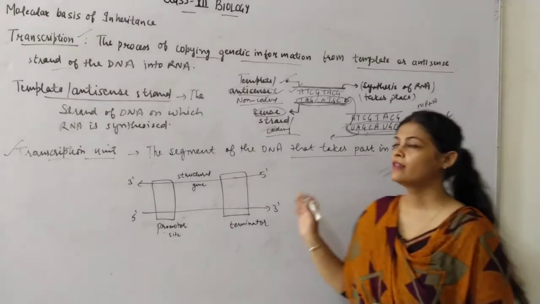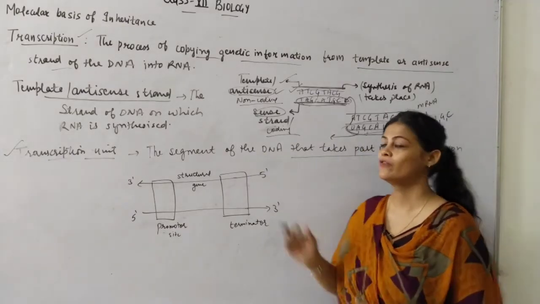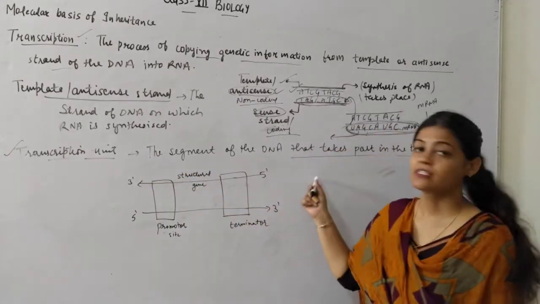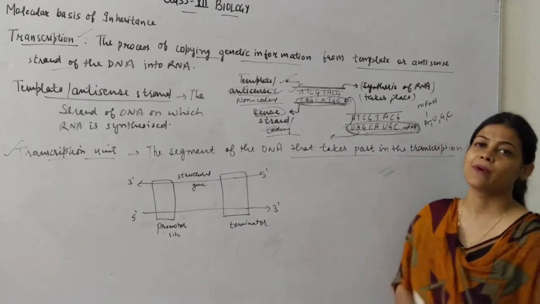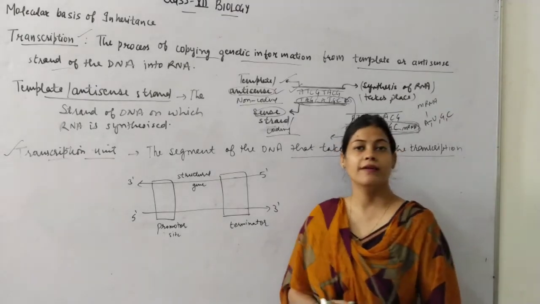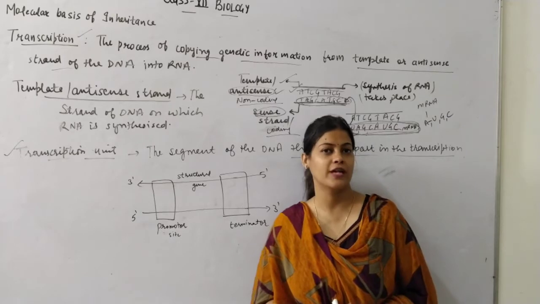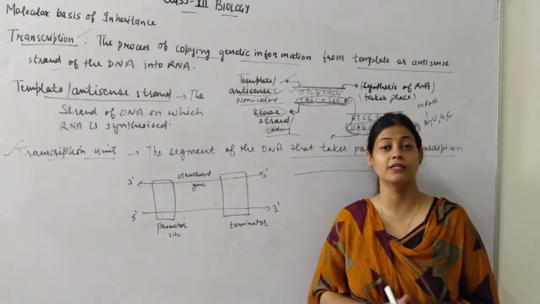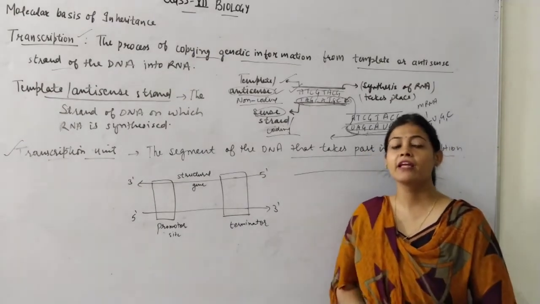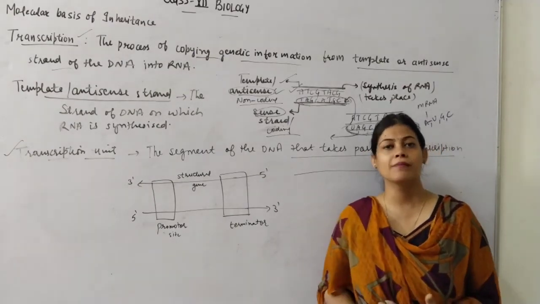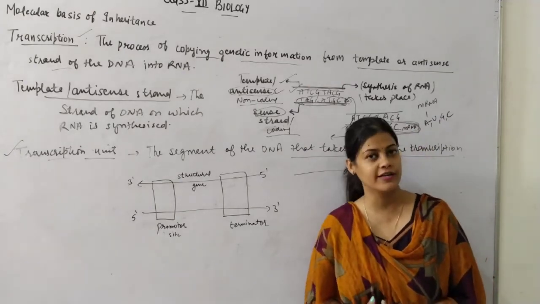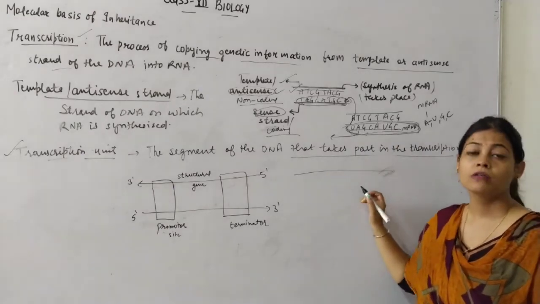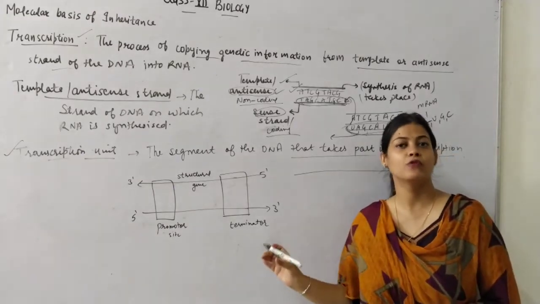So the next term in this that we will discuss before starting the process is transcription unit. So transcription unit is the segment of DNA that takes part in transcription, because you know the full DNA does not undergo transcription because you know that DNA is very long. It is around 2 meters and it can accommodate in the cell only by coiling. ठीक है, that we have already discussed in the coiling process of DNA. So if you will see that DNA is so long, so it is not possible to transcribe the full DNA.